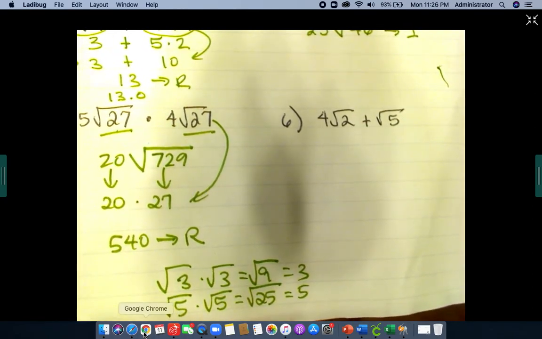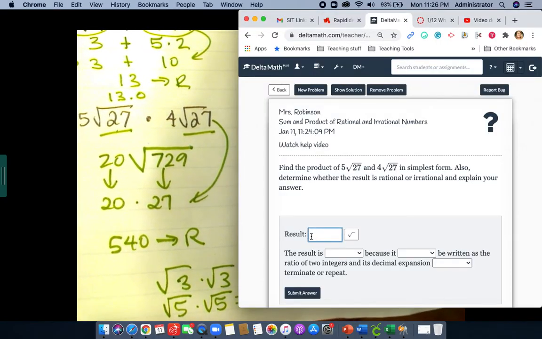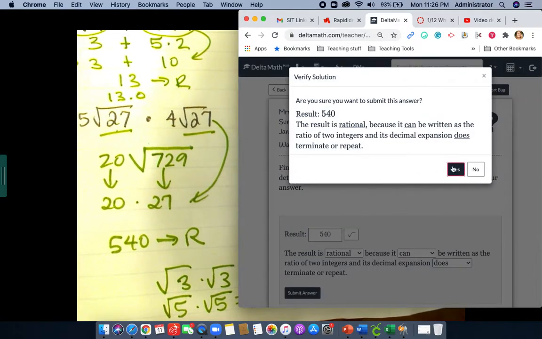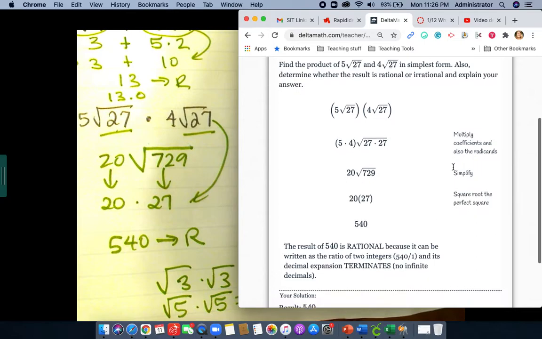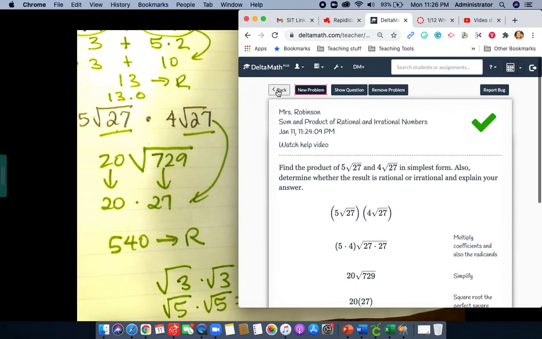So I'm going to go over here to 3 on Deltamath. And I'm going to type in 540 because that's the simplest value we got. And of course, these always go together. If it's rational, it can be written as the ratio of two integers, and it does terminate or repeat. All right. And then you've got your explanation.